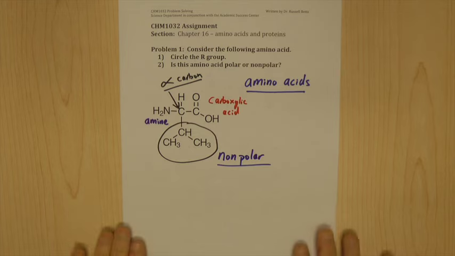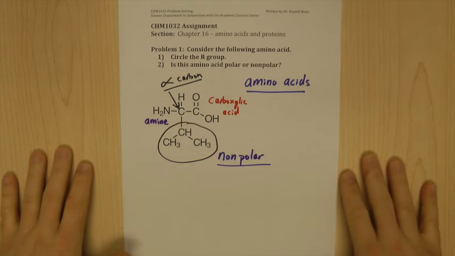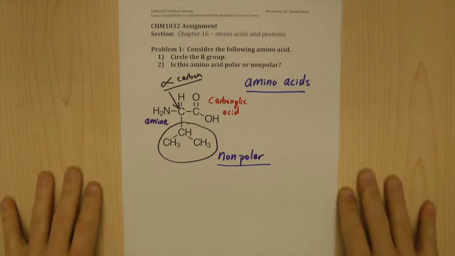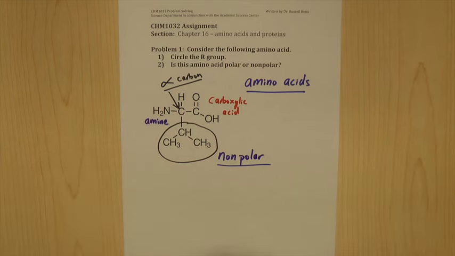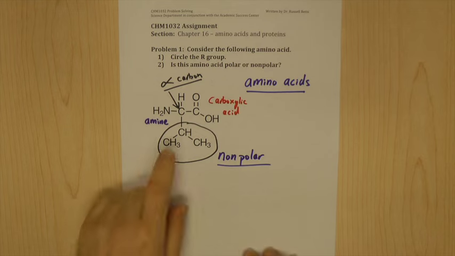Now I hope that was a little bit informative in introducing you to amino acids and what they look like and how they must be. And I hope that it's become very clear to you how this is. Be able to identify the R group, to circle it, and be able to identify it as polar or non-polar.